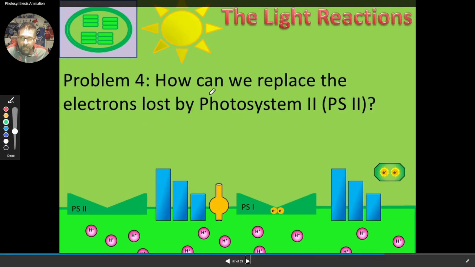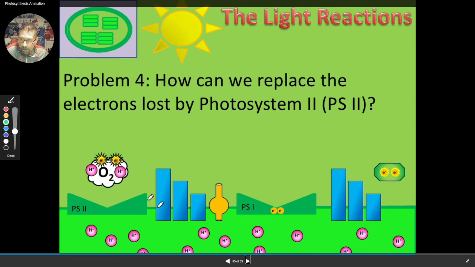And lastly, how are we going to replace the electrons lost in photosystem 2? In other words, how are we going to replace those electrons up there? And we've already talked about this way back at the beginning. So this should not be a spoiler alert to know that it's the water. Okay, the water's going to come in. You've got your two H's, you got your O's. We're going to split that. That's where all these H's came from.